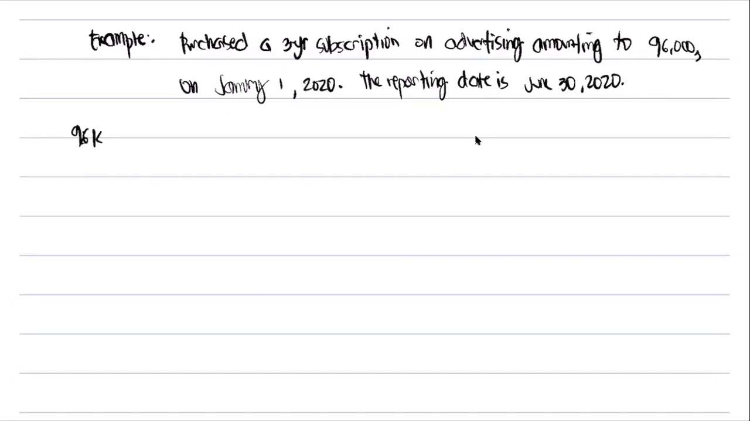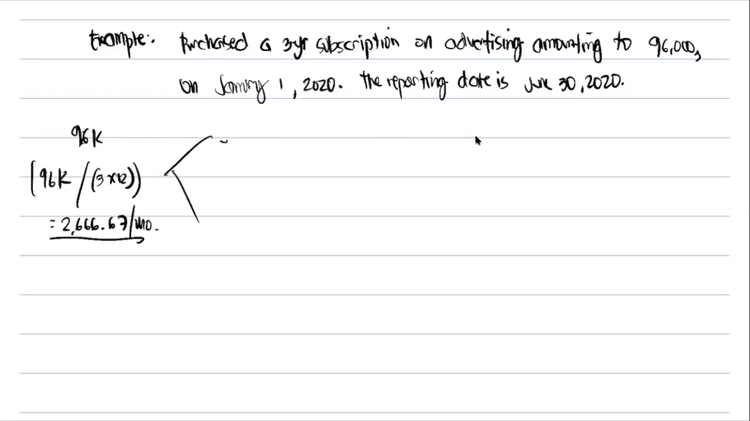And then we need to get the per month value. If that is 96,000, how many months in a year? So we have here 3 years times 12 months. So how much is our per month? Our per month is 2,666.67. That is our per month value. Now, after our per month value, we can now get the expired and unexpired portion.